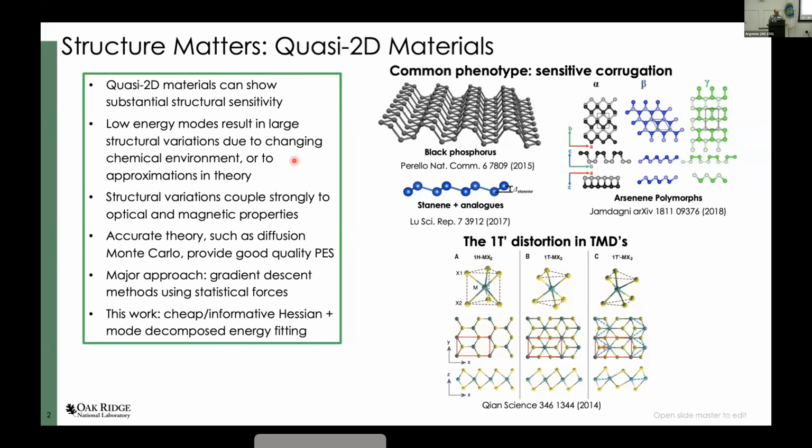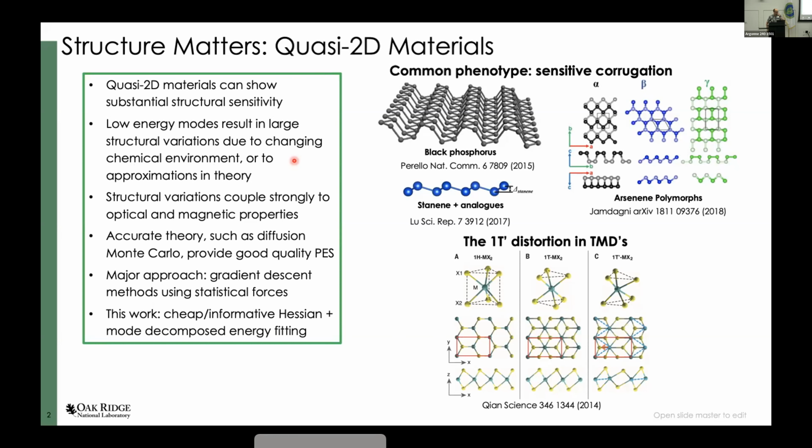And this has consequences because these structural variations will often couple strongly to physical properties, whether it's magnetic coupling or optical properties, the band gap, et cetera. So getting the structure right can be a necessary prerequisite for even getting the properties right. So of course, DMC is something you might want to use to get a high quality PES.